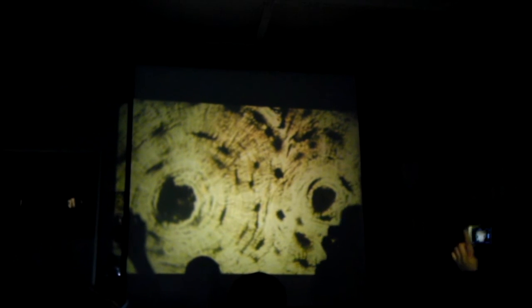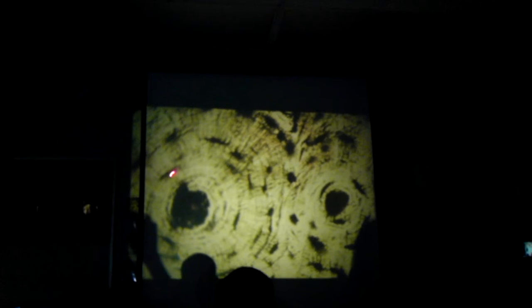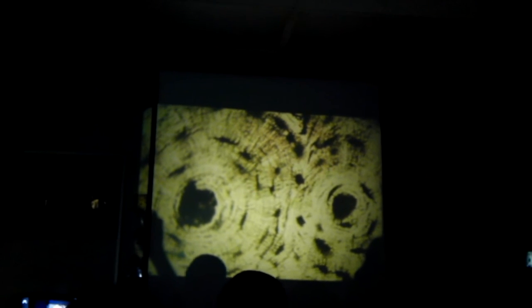Bone: central canal, also called Haversian canal, all the same thing. Lacuna with an osteocyte inside of it, canaliculi, the lamella. All the background stuff is matrix.